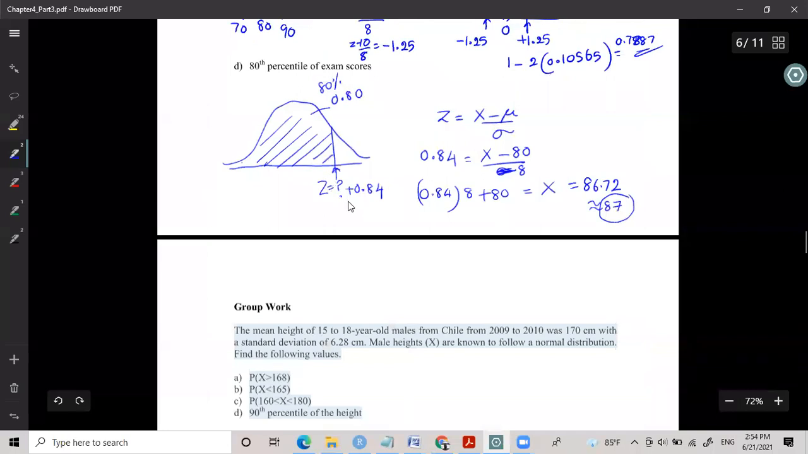Now you found the Z score of the 80th percentile, but what we want is the exam score. That is the original variable X. So in order to find that, you again use the standardization calculation. Now it is the back calculation. You know Z, you have to find X. Z is 0.84. You know mu, you know sigma, put them in the equation to solve for X. So you got 87. This is the exam mark or the exam score.